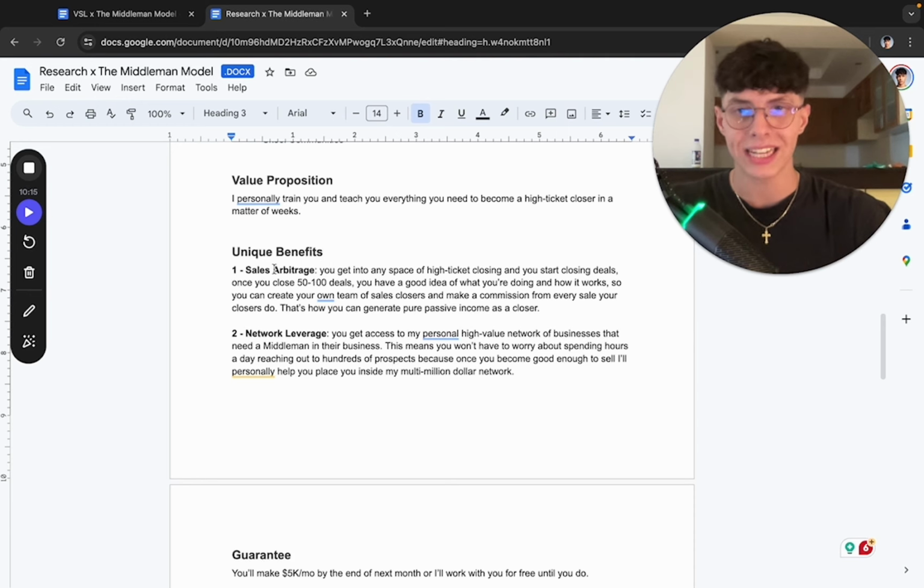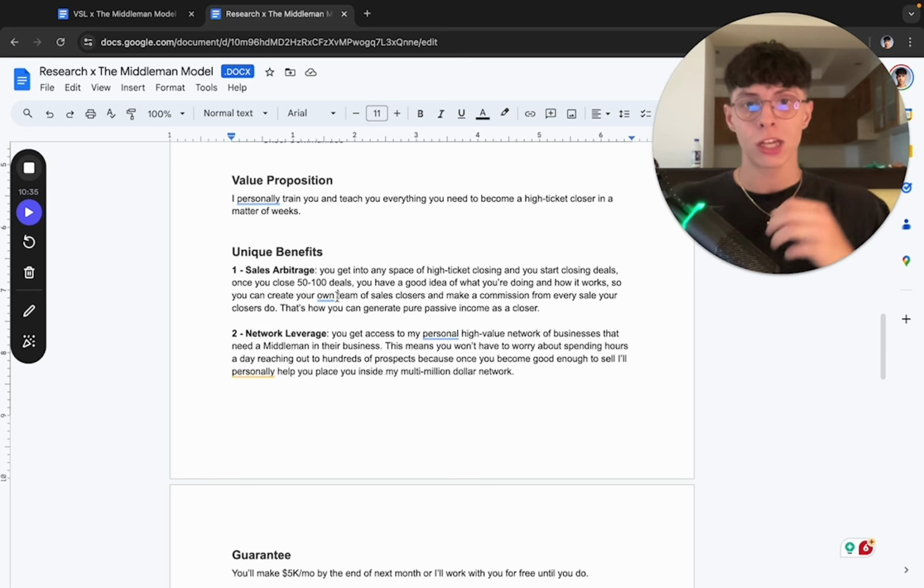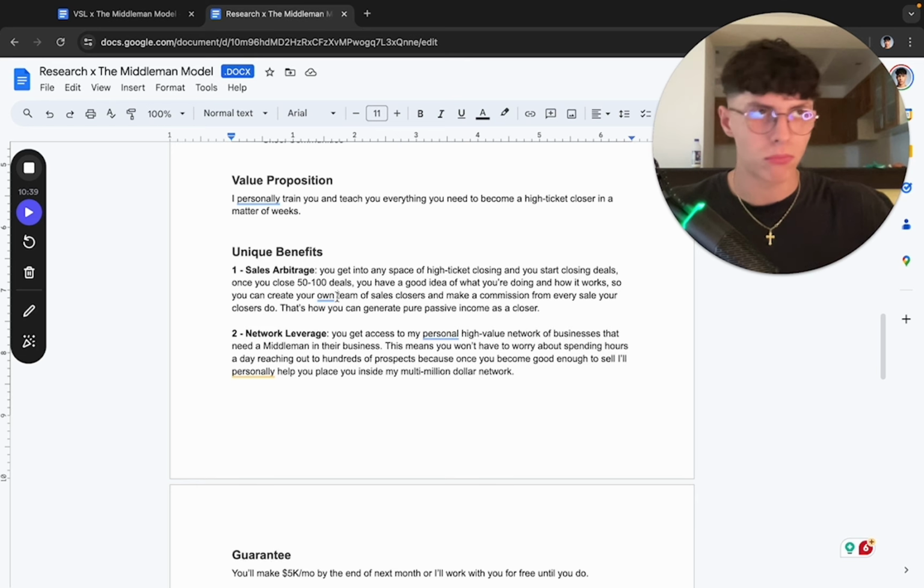First of all, sales arbitrage. Once we teach them how to get into the high ticket closing space and they close deals and they become good, we show them how to build their own team of sales closers below them, so that they take a commission off of every sale other closers in their team make, so they can build literally a passive income stream doing high ticket closing.